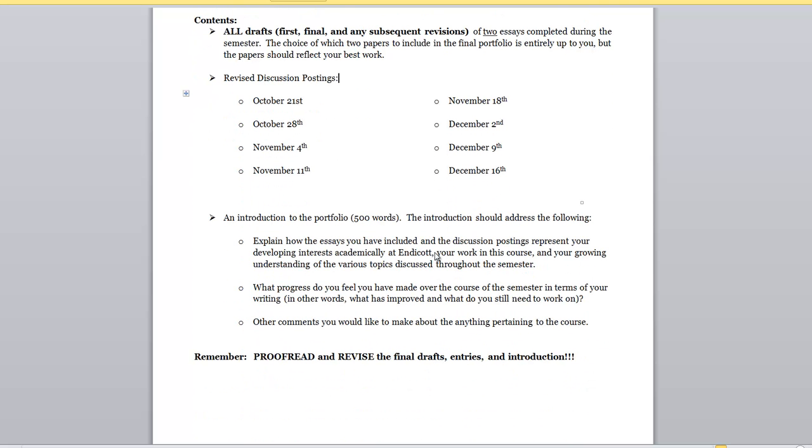An introduction to the portfolio. So other than doing some bits of revision, if you decide again to revise a major paper or you're doing revisions to your forum postings, the only real new writing that you have is this introduction to the portfolio. And the introduction to the portfolio needs to address the following: explaining how the essays you've included and the discussion postings represent your developing interests academically at Endicott, your work in the course, and your growing understanding of the various topics we've discussed throughout the semester.